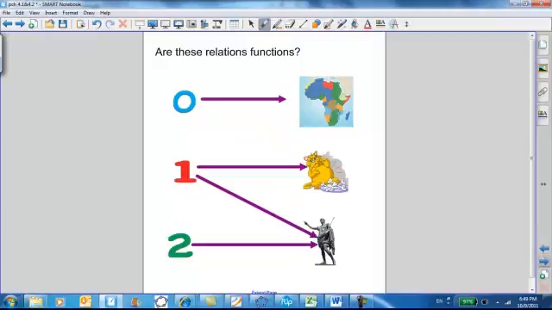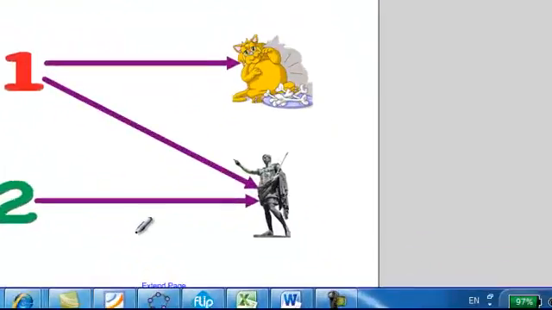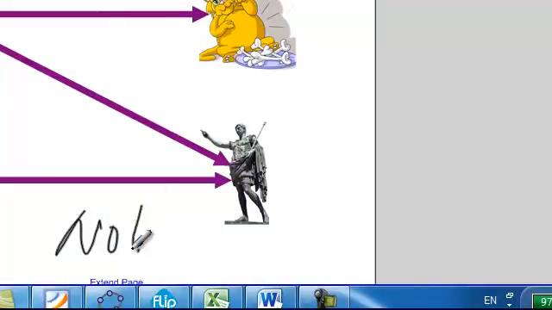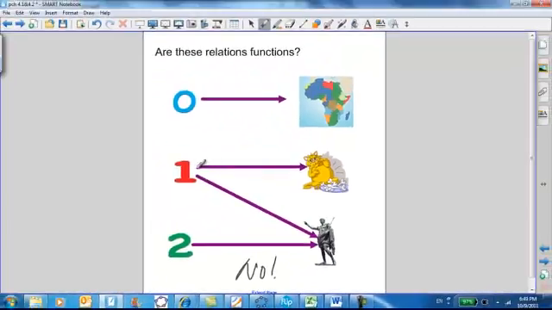How about this? Is this a function? No. Because 1 is being mapped onto both the kitty cat and to Julius Caesar. Okay? See, the splitting off there makes this not a function. This is okay, 1 and 2 both going to Julius Caesar. But no, 1 heading off to 2 different things means that you don't have a well-defined function.